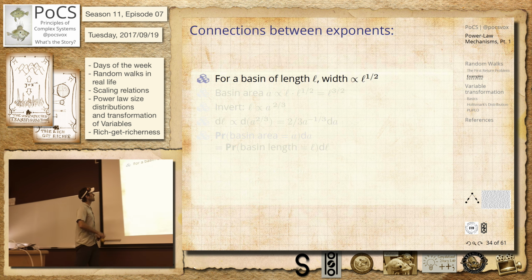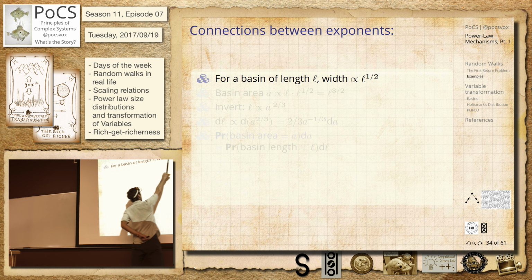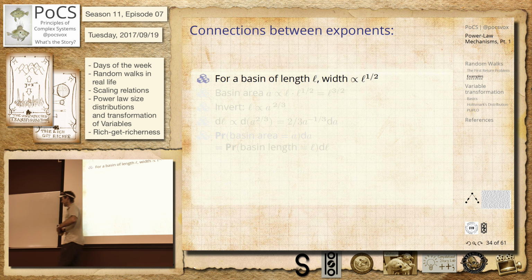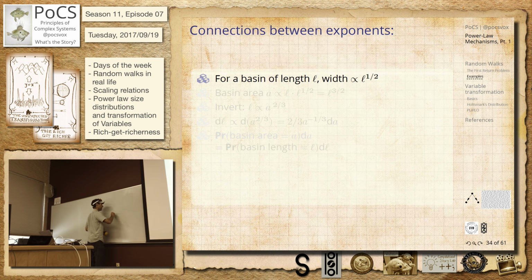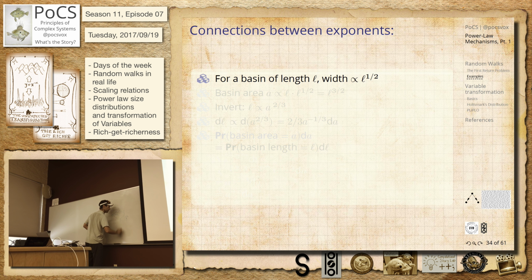So we know something about random walks. For a basin of length L, it's going to have a typical width of L to the half, right? This is just a rough thing. We knew if we have all our random walks, they start to form a Gaussian distribution, and the typical width after time t is scaling like t to the half, right? So this is the width of the Gaussian. If we have some random walks, they bounce around and they come back to the origin, we expect them to have that kind of width on them.